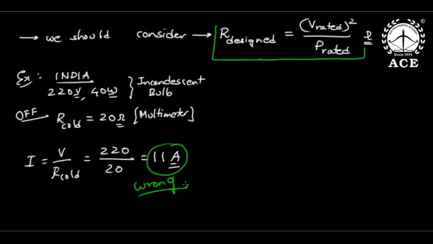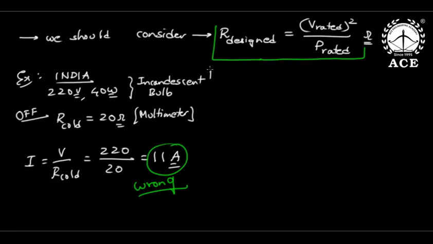Fuse capacity in your house is hardly 5 amperes, or maximum 10 amperes. Now if the small 40 watt bulb really drew 11 amperes, your fuse would blow off. That is why this is a wrong value. So what to do then?